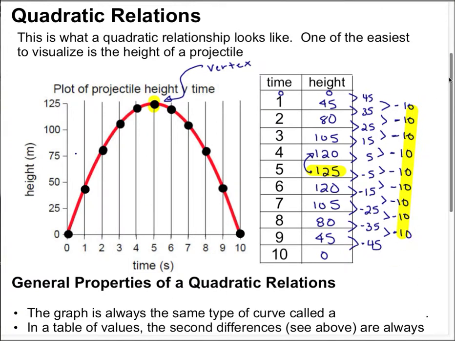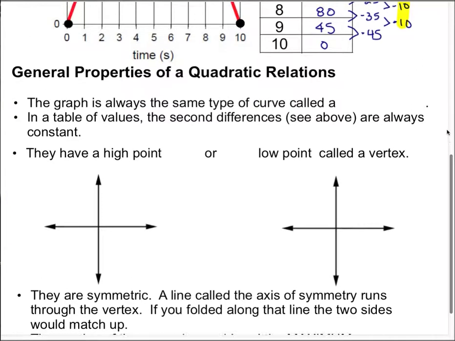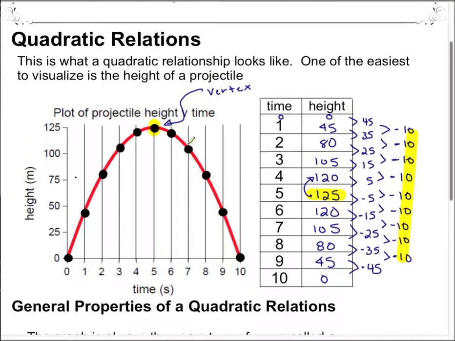So I've just talked to you about this general quadratic. So here are general properties of quadratic relations. The graph is always the same type of curve. It's always going to look similar to this.